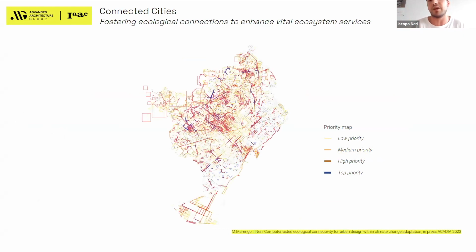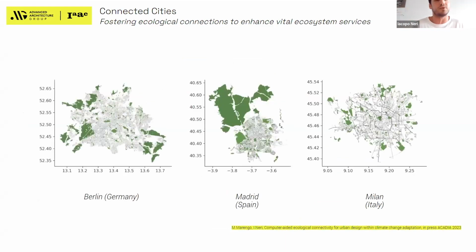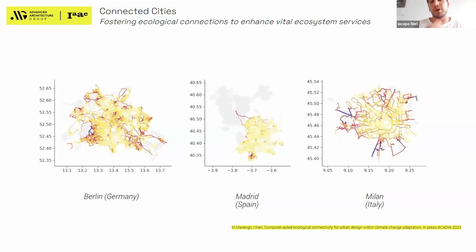That is something we can do critically differently from the way in which we used to work until recently, due to the availability of global data sets of information for the entire world that allow us to replicate such methodologies and approaches in different contexts, which in this case we see applied to the cities of Berlin, Madrid, and Milano.